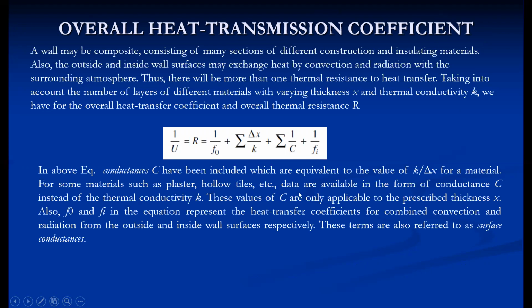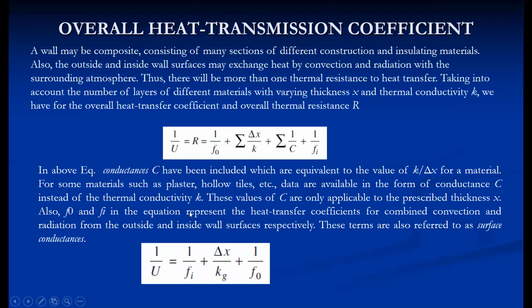hollow tiles, etc., data are available in the form of conductance C instead of thermal conductivity K. Most of the data is available in tabular form. These values of C are only applicable to the prescribed thickness X. Also, FO and FI in the equation represent the heat transfer coefficients for combined convection and radiation from the outside and inside wall surfaces respectively. These terms are also called surface conductances.